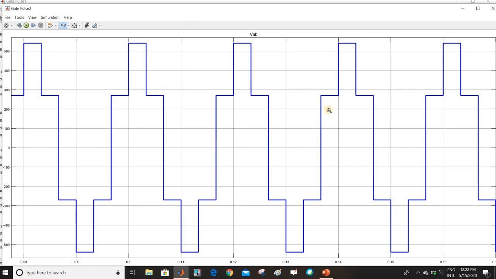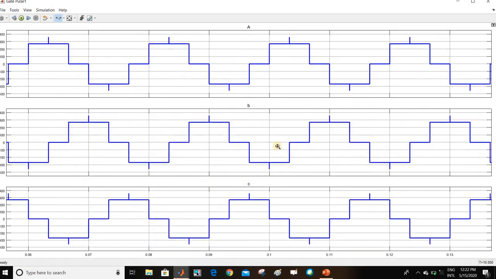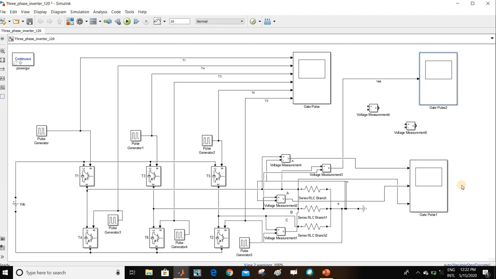So in this way the rest of the waveform will be continued. So this is your VAB, line voltage. Similarly you can get VBC and VCA. VBC will be VB minus VC, VCA will be VC minus VA. Similarly you can calculate the other line voltage waveforms.